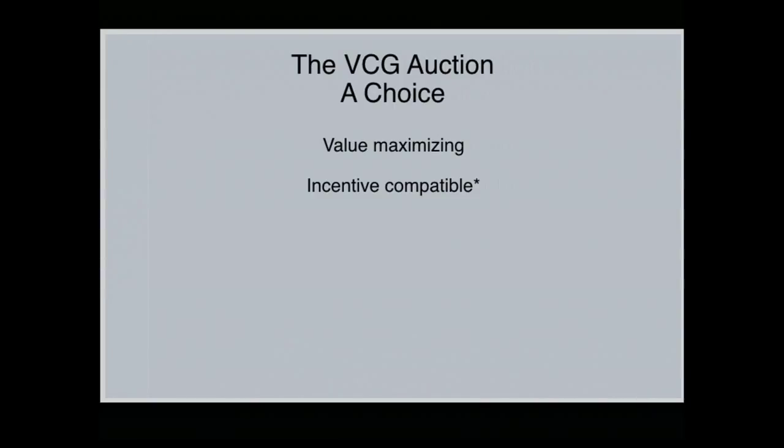Okay, so why VCG? I think this audience will be okay with this reasoning: it's value maximizing and incentive compatible. We put an asterisk by incentive compatible because it's incentive compatible with some assumptions that may not actually hold in practice. So a question we're actively thinking about is, in reality, how incentive compatible are these auctions?